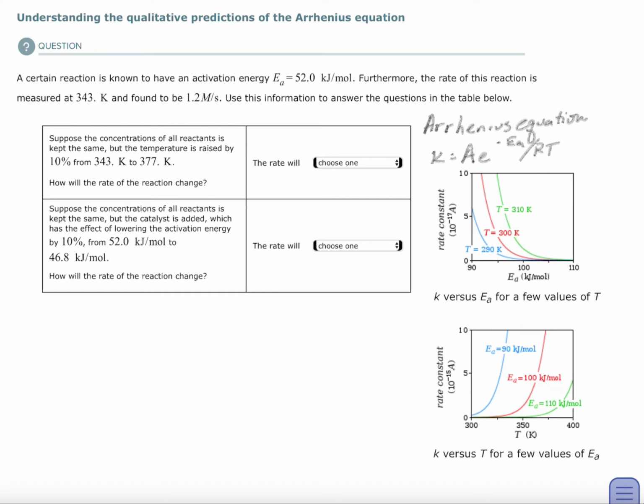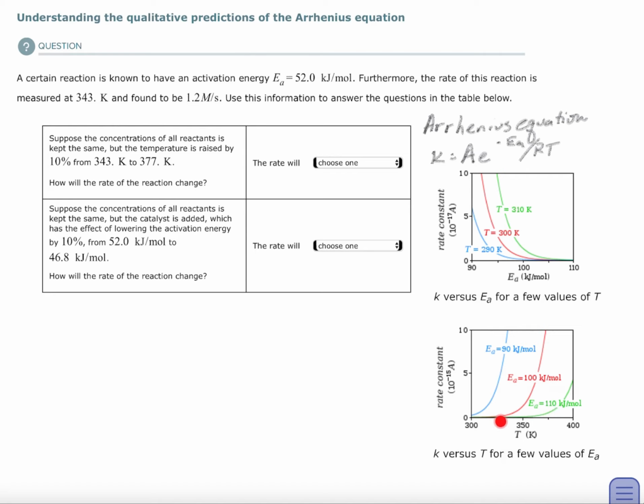All right. On the right, I have two graphs that Aleks gave you that really do help you. Let's look at one at a time. Let's do the one on the bottom first. This is temperature. As the temperature goes up, say from 300 to 350 or from 350 to 400, what's going to happen to the rate? Well, the rate is going to go up as well, but they're not going up linearly.